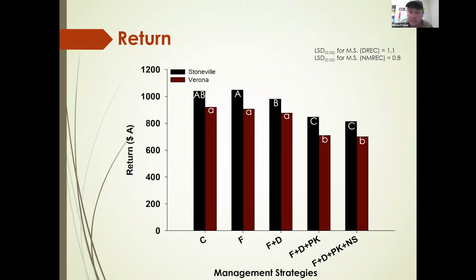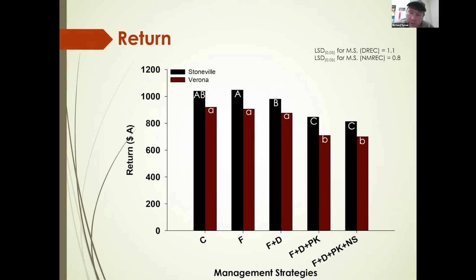So in return, and obviously this isn't a very big shock, the control and the fungicide only were pretty similar across the stage, across all years, and averaged together. But with the addition of the desiccant and the fertility, we see the return per acre start to tear down, because none of those products or none of those systems were making you money.